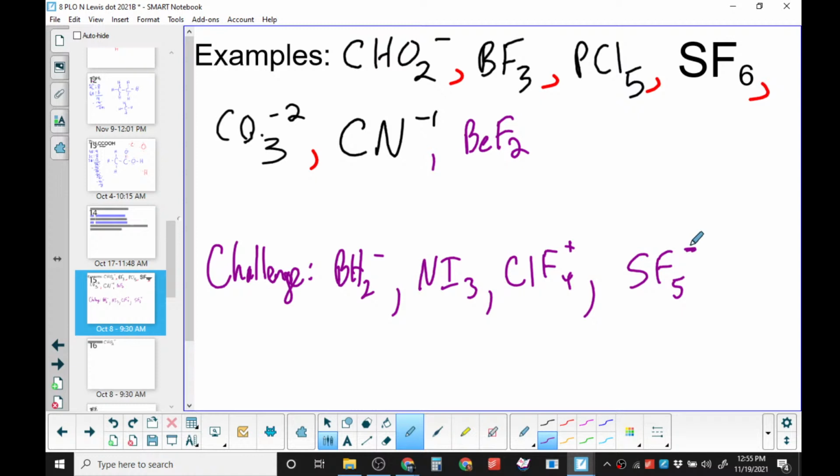Work on those. I'm going to go check the other room where the Zoom conference is going on. I'm going to come back. I'll wander around, see what you're doing. Show me your CHO2. Remember, what's the central atom in the first example? C. So attach everything to C. Organic chemistry, carbon's the central atom. Or a chain of carbons if you get that.